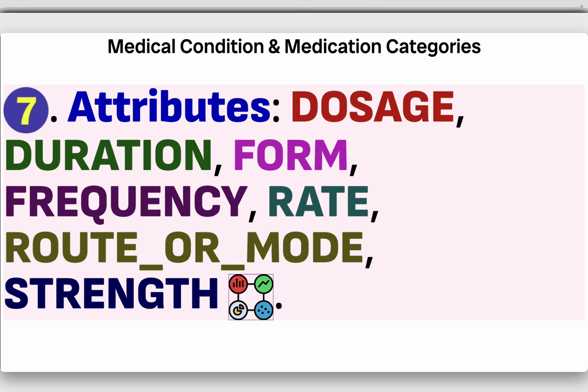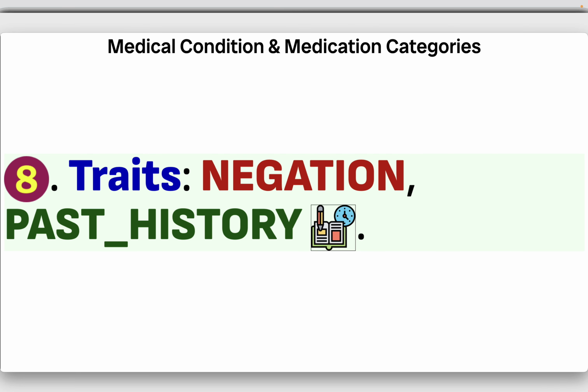Attributes include dosage, which is the amount ordered, duration, how long to administer, form, for example tablet or liquid, frequency, how often, rate, like administration rate, for example for IVs, and route or mode, administration method, and strength. Then traits for medications are negation, patient not taking the medication, and past history. Medication is from a time prior to the current encounter.